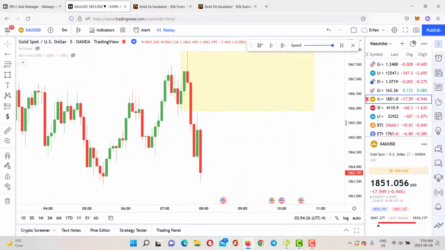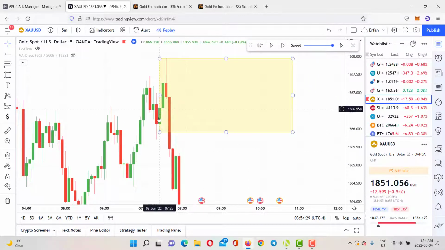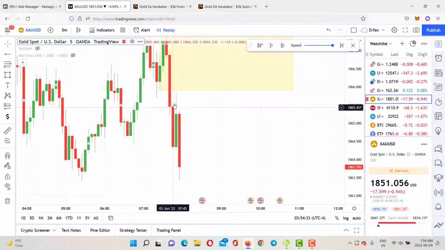So this is a high probability supply zone that we have. We take the last two bullish candles before this drop, and the next candle after that never tapped into this zone.